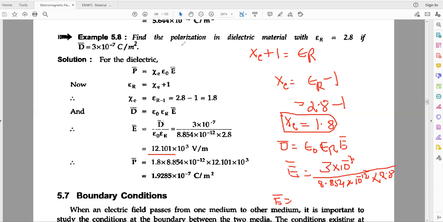Now we need to find the polarization of the dielectric material. Polarization P bar is equal to, what is the formula? Previously we found it using this formula, chi e into epsilon naught into E bar, not the D bar, E bar. P bar is equal to, what is the chi e now? 1.8. Epsilon naught is 8.854 into 10 to the power of minus 12.